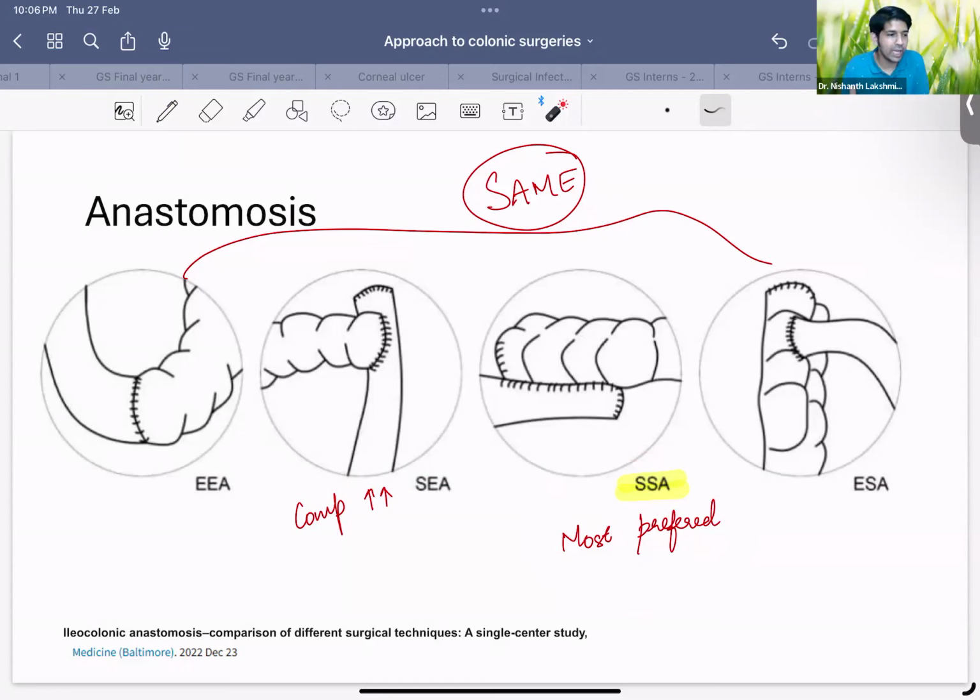Simple question: why do people prefer side to side? One is anastomosis, sir, and one more is strictures, which will be more with end. If everything is the same, I have just told you, stricture and everything is the same. Still, why side to side?